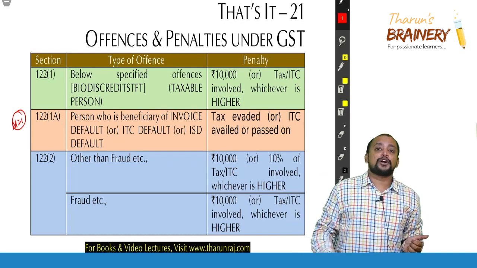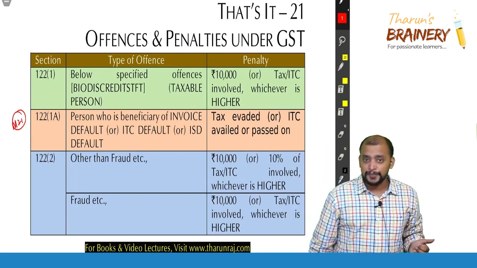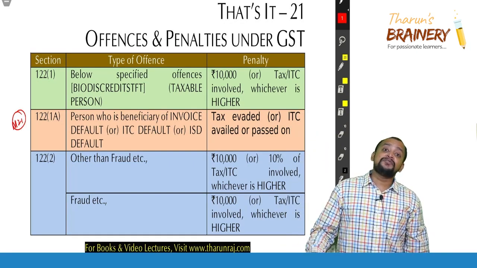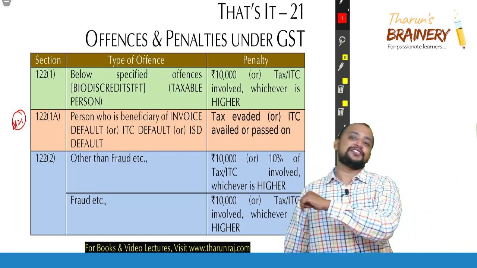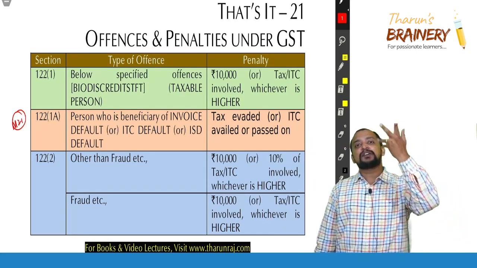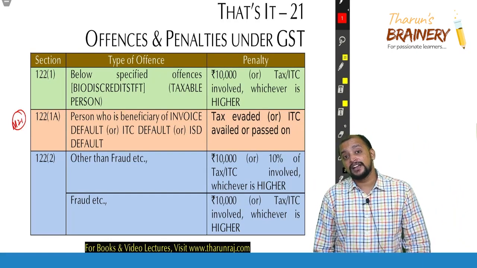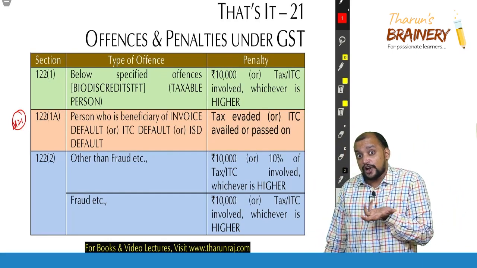For that, they brought in 122 subsection 1A. So, the person who is beneficiary of invoice default or ITC default or ISD default, now I should pay penalty. How much penalty should I pay? 5 lakhs, the amount that I got as benefit.